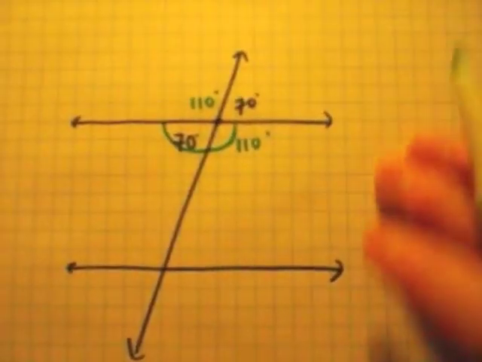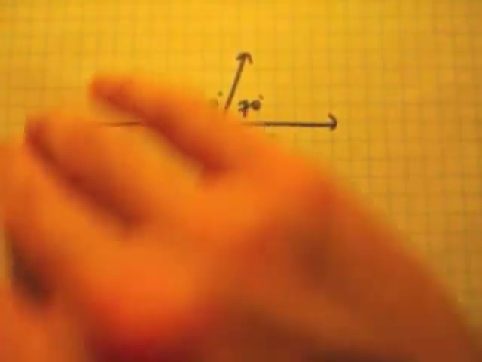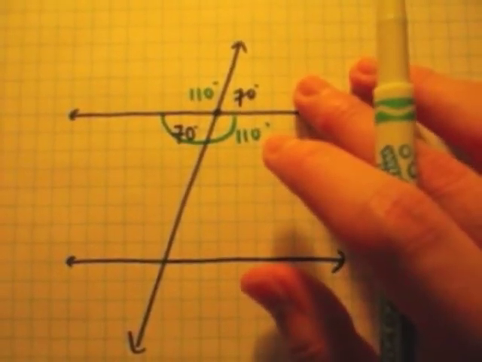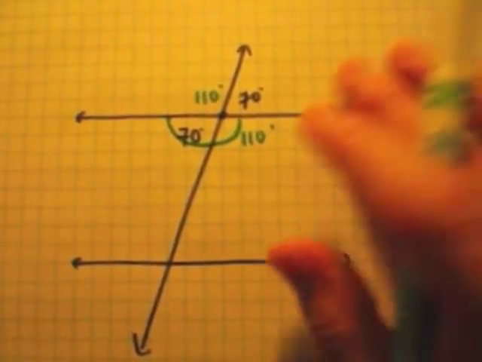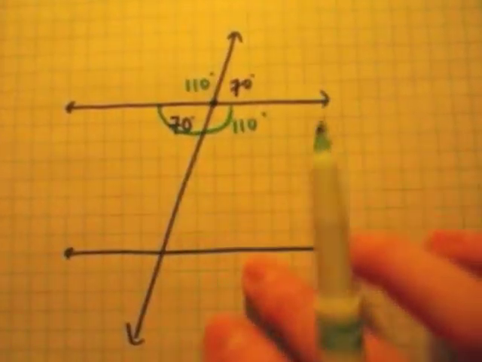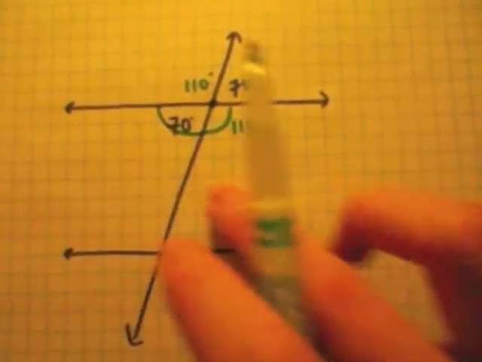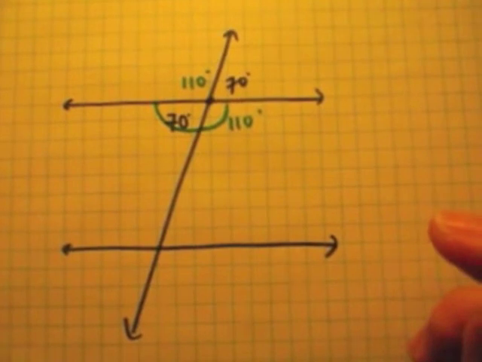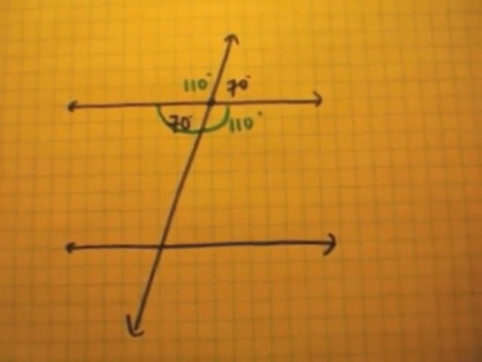Now, assuming that these lines are parallel, what do you think? Just think about it for a minute. What do you think these angles would equal? I'm going to give you a couple of seconds to think here.